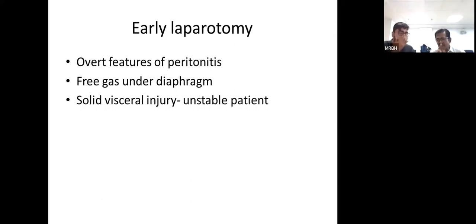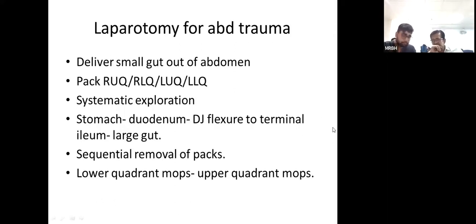Fine. So you have now decided that the patient has got a pancreatic injury. Okay. Yes. What are the steps? The patient has got an abdominal injury and there is an associated pancreatic injury.